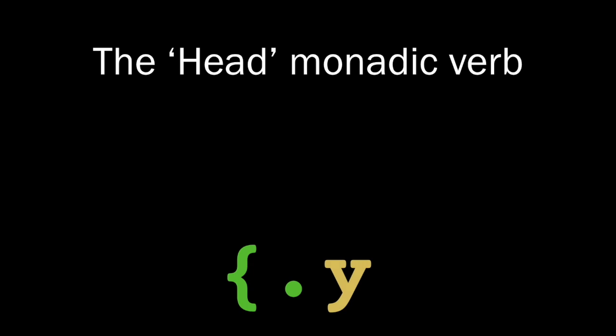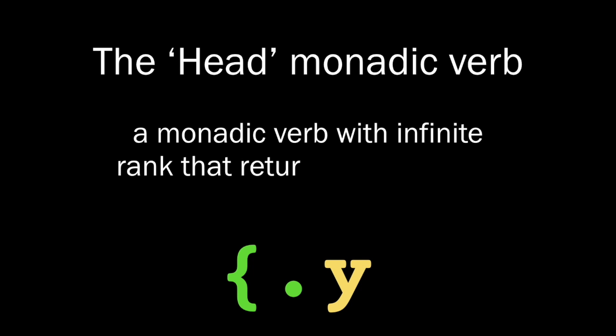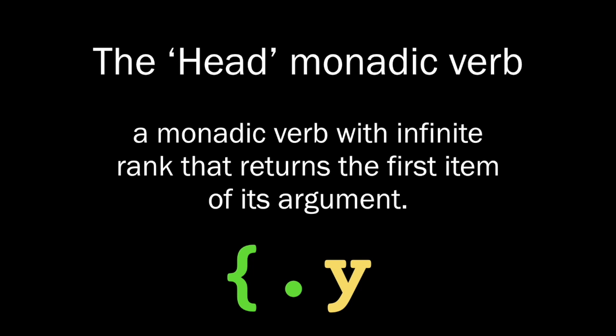So this has been the head monadic verb. It's a monadic verb with infinite rank that returns the first item of its argument. Hopefully, after seeing the examples, you'll have a better sense of what it does.